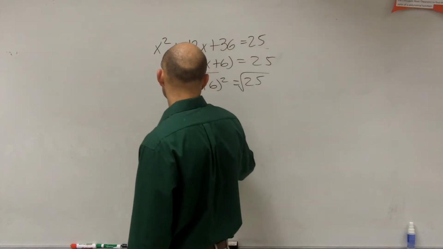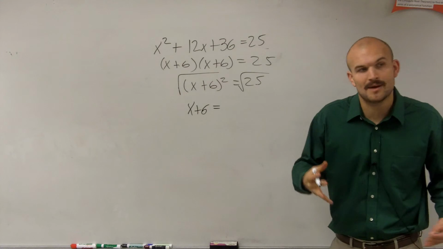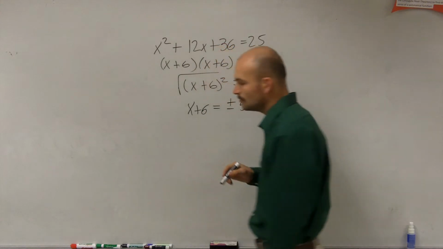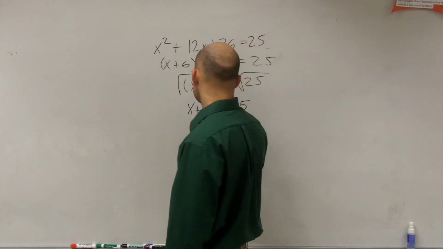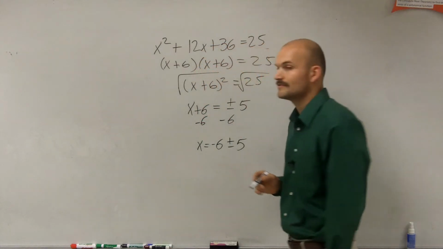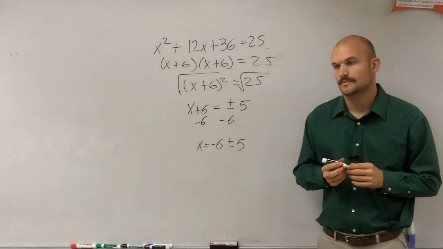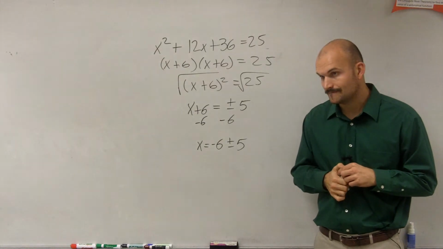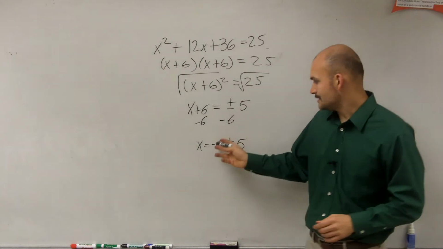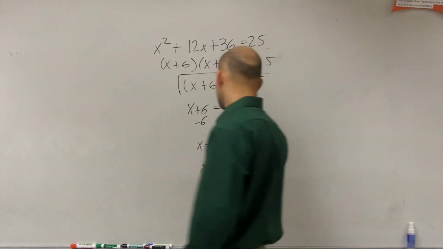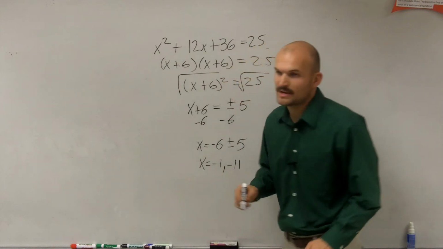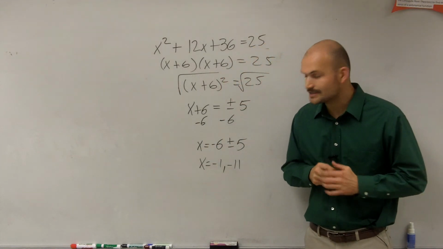Therefore, I have x plus 6 equals the square root of 25. Remember, when you introduce the square root, you have to make sure you include plus or minus. So I subtract 6 on both sides, and I get x equals negative 6 plus or minus 5. Negative 6 plus 5 is negative 1, and negative 6 minus 5 is negative 11. Therefore, my two answers are x equals negative 1 and x equals negative 11.